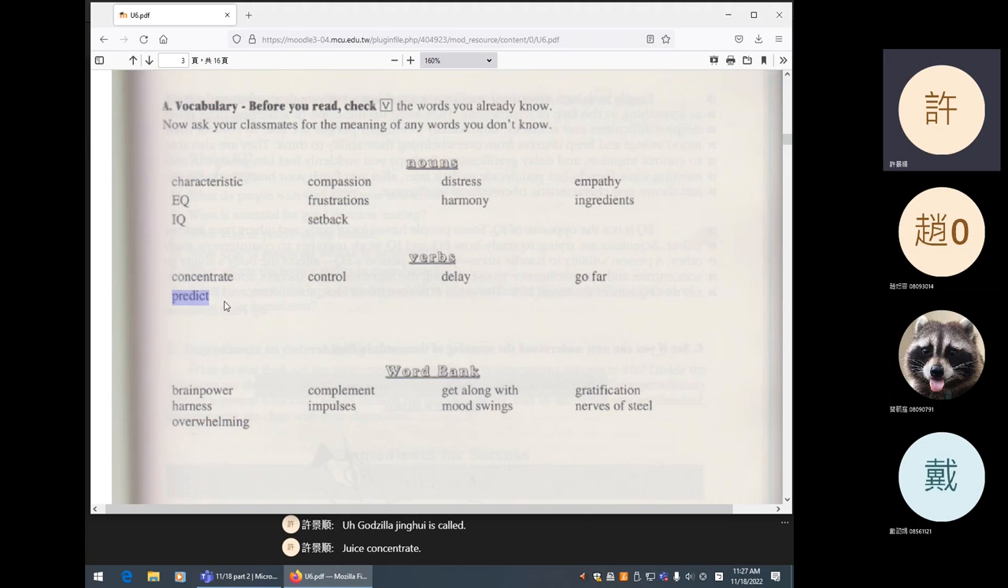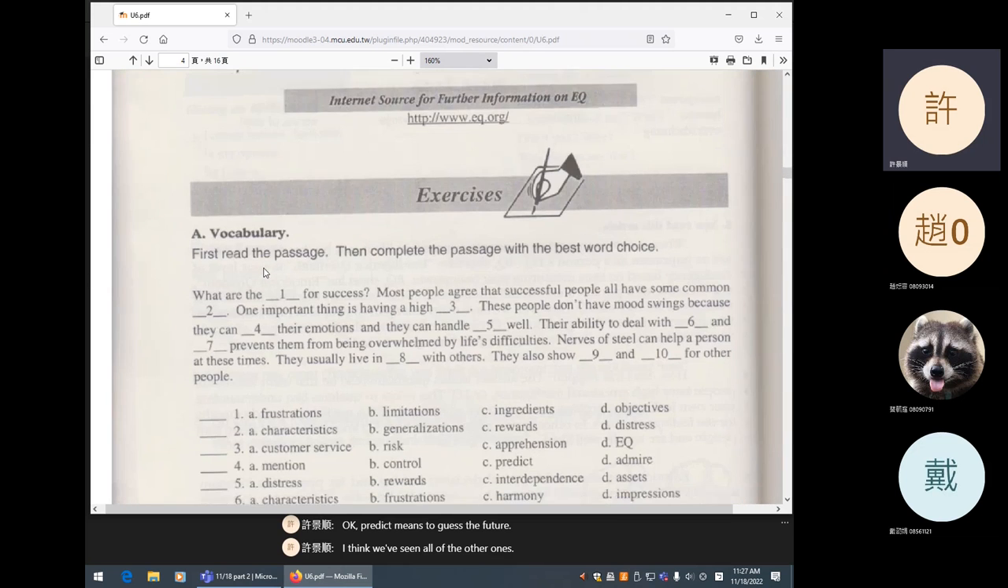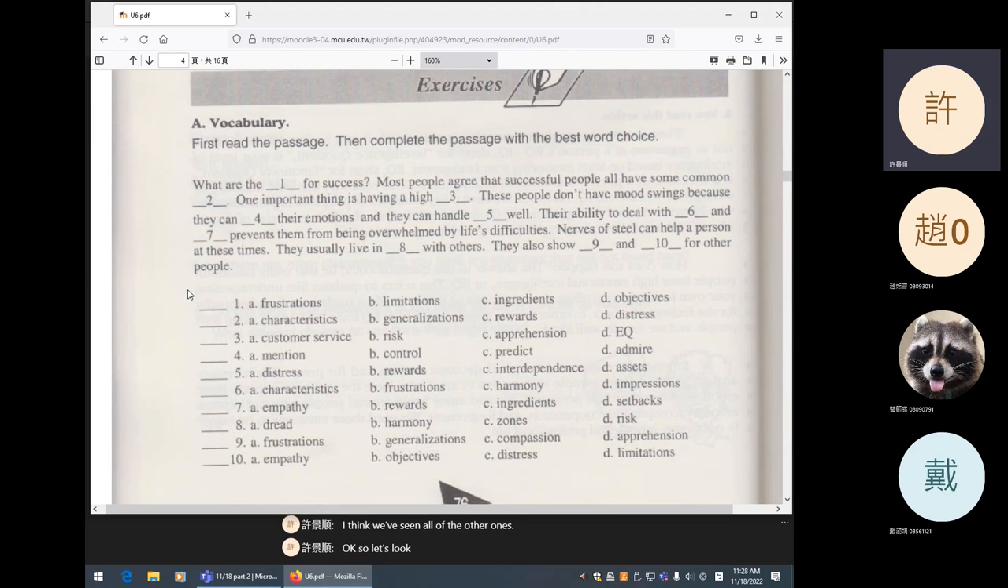Okay, predict means to guess the future. I think we've seen all of the other ones. Okay, so let's look at the exercise. This is on page 76. I will give you 10 questions, right? I'll give you 10 minutes, and then we will compare answers.